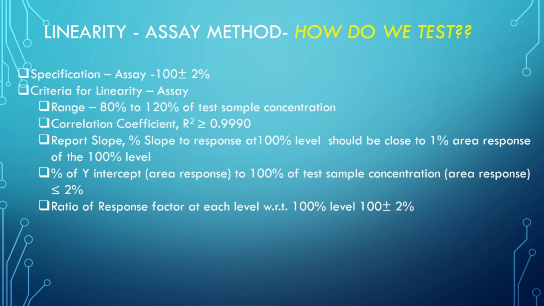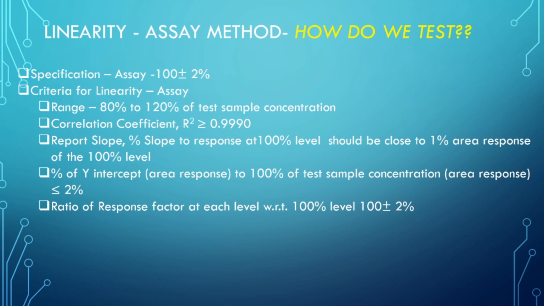Then we will report the slope. Not only are we reporting the slope, but the percentage of slope to the response at 100% level should be close to 1% of the area response of the 100% level. In the next slides I'm going to explain why these values are so significant for me. And second is the percentage of Y intercept to the 100% test sample concentration area response, which should be less than 2%.